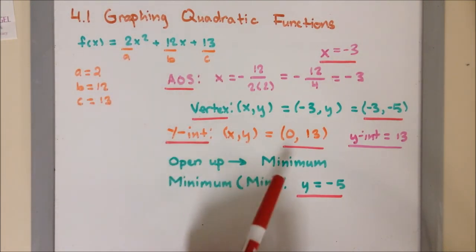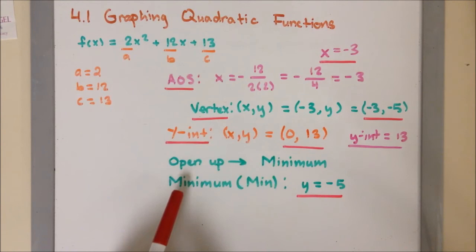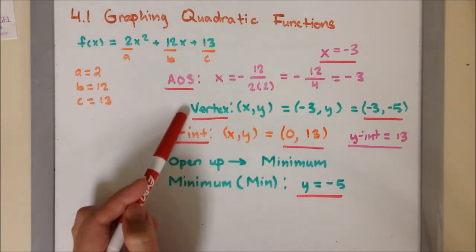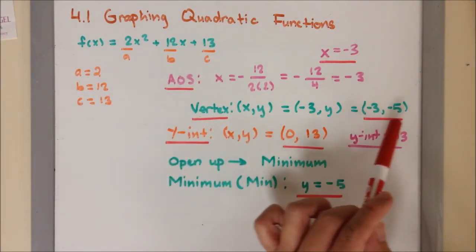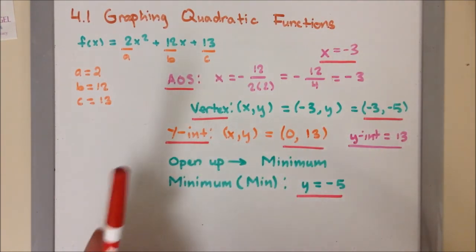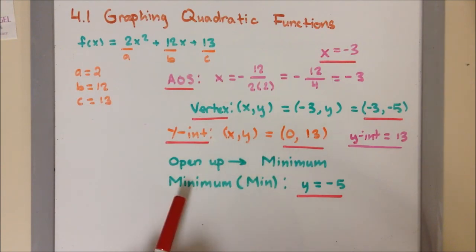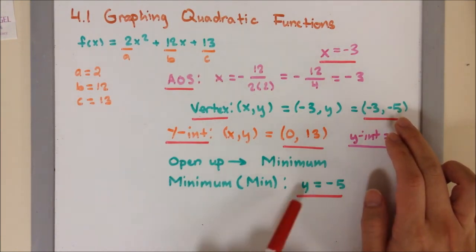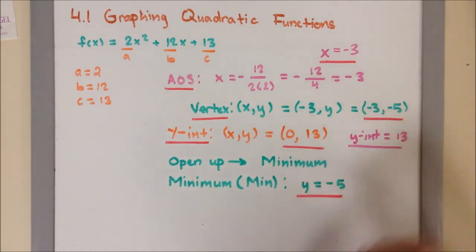Now, if it opens up, there's going to be a minimum. The minimum value, y equals negative 5, is connected to the vertex. So, once you find your vertex, you can already find your minimum or maximum value. But in this example, it's minimum. So if you were to determine the minimum value, look at the vertex and look at the y value. In this case, it's negative 5.